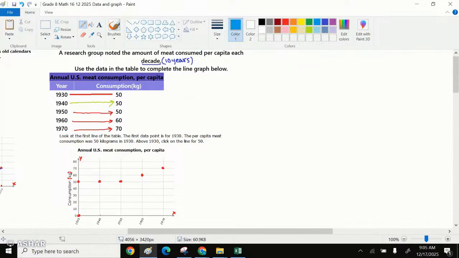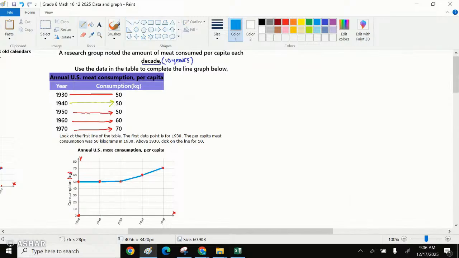So now what we need to do is join the points to see the pattern. From 1930 to 1940, it was the same, 50 kilograms and 50 kilograms. But from 1940 to 1950, it's still the same 50 kilograms. But from 1950 to 1960, the consumption has increased. So we join these 2 points together. Okay. And the last one, from 1960 to 1970, the consumption again increased and the consumption is now 70 kg, right?